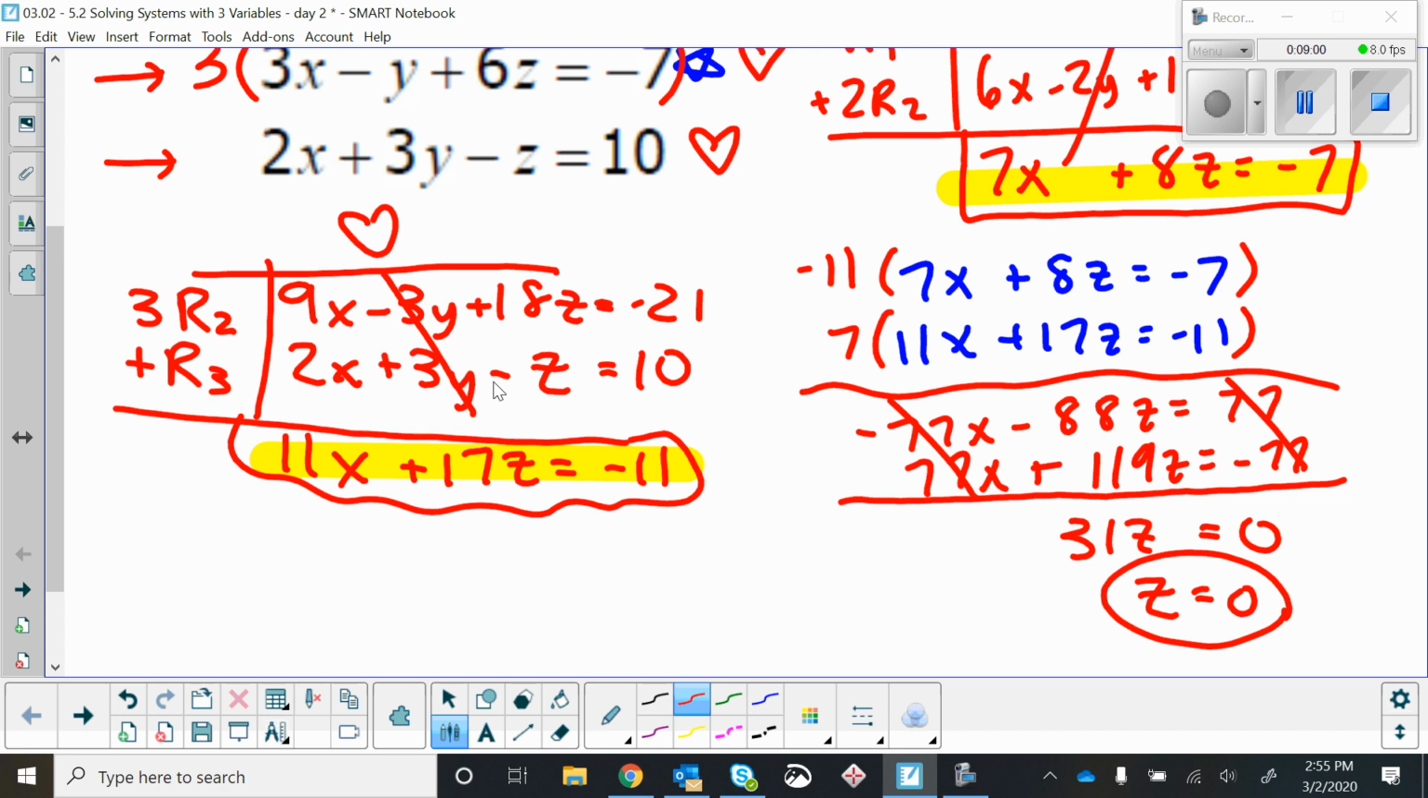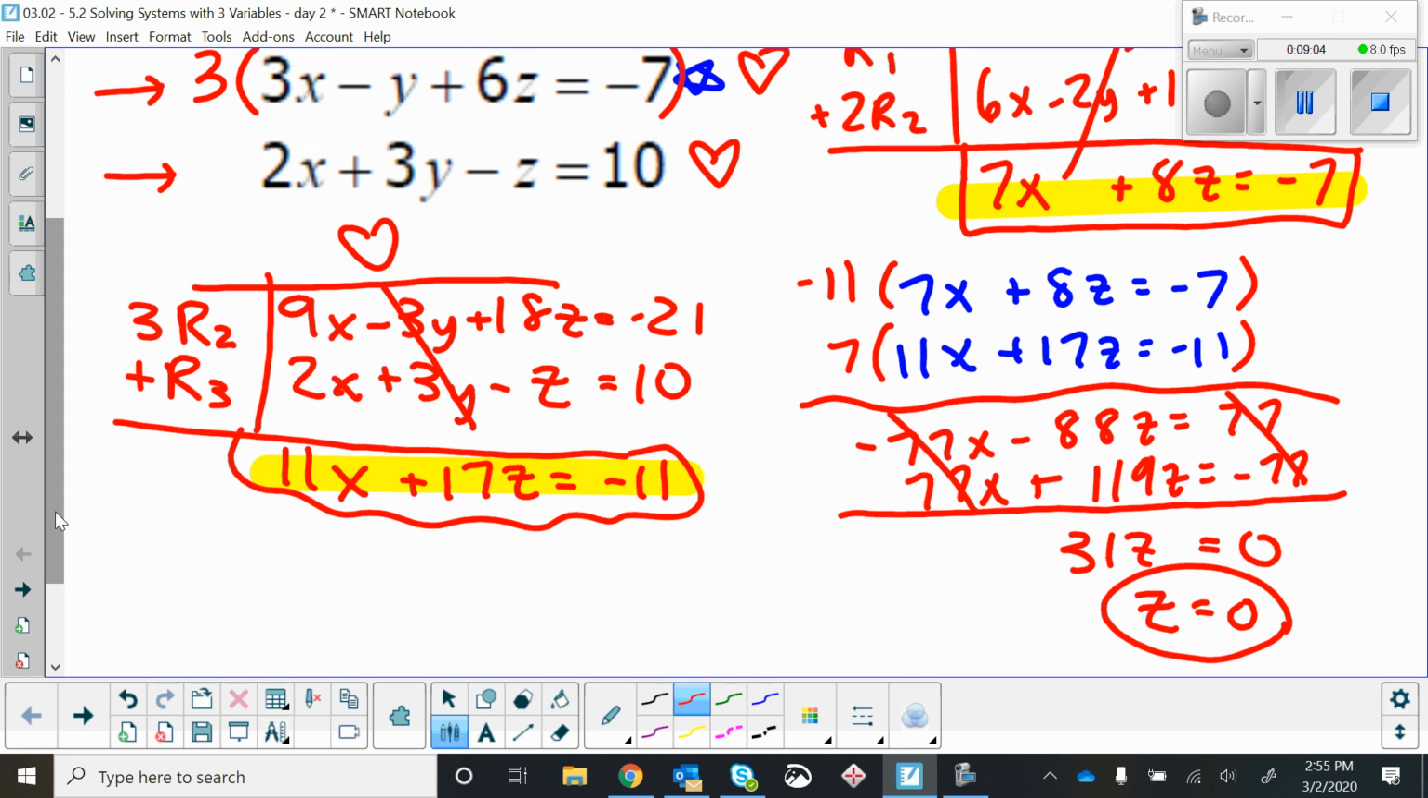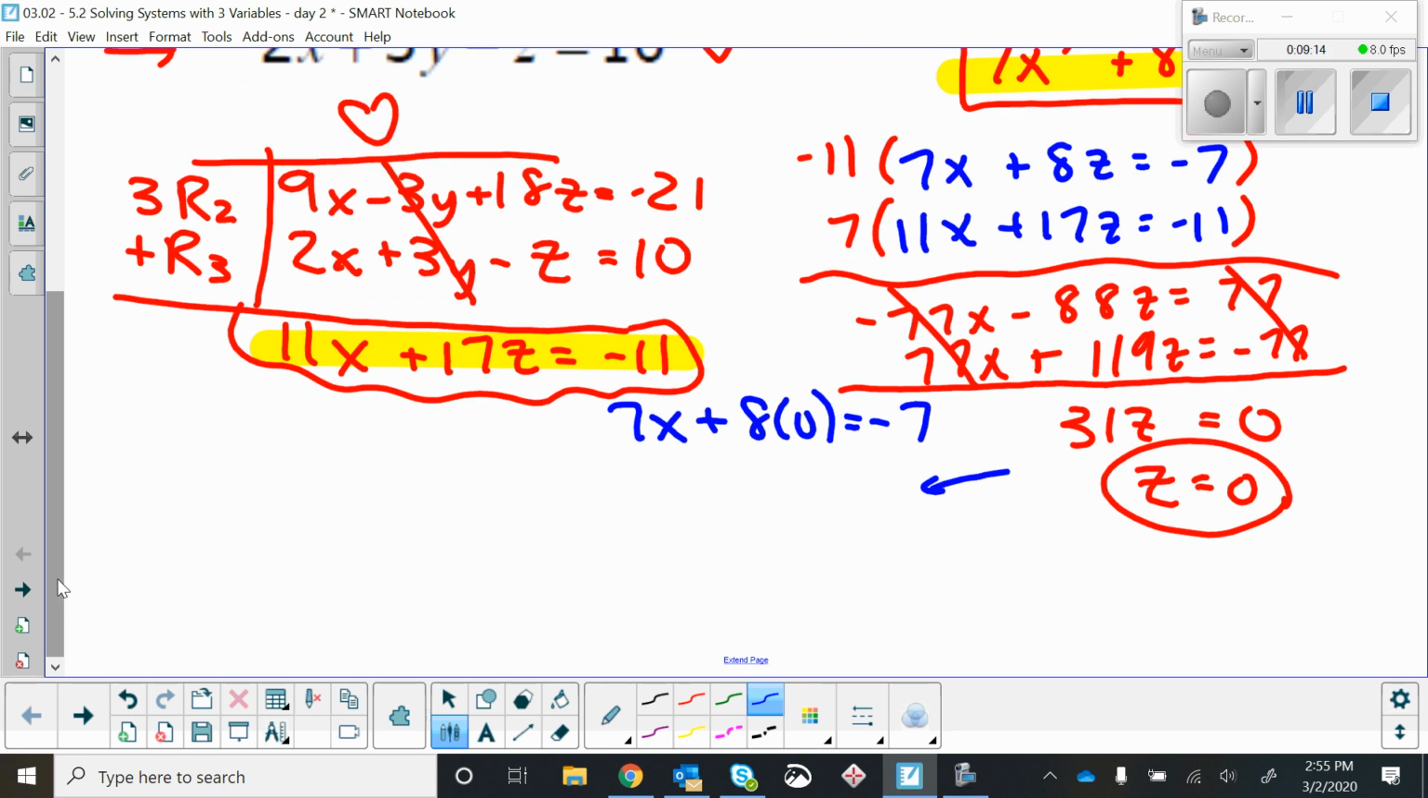So using that right one up there, I'm plugging in 0 for z. So I've got 7x plus 8 times 0 equals negative 7. 8 times 0 is nothing. Gone. Divide by 7. X equals negative 1.